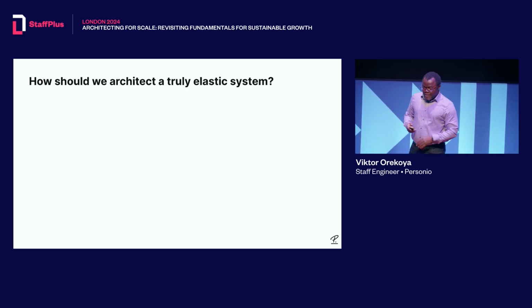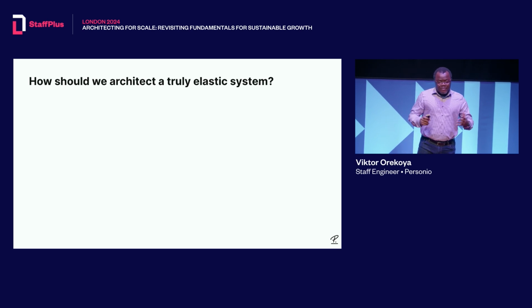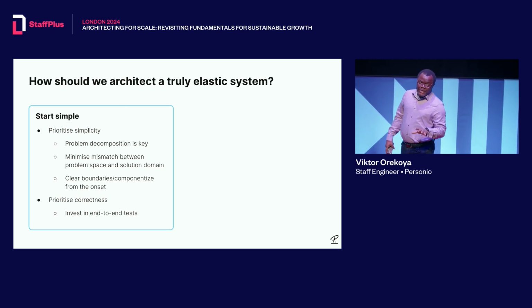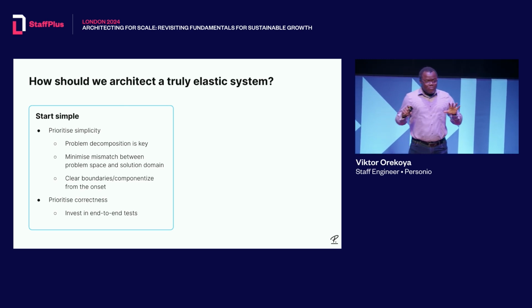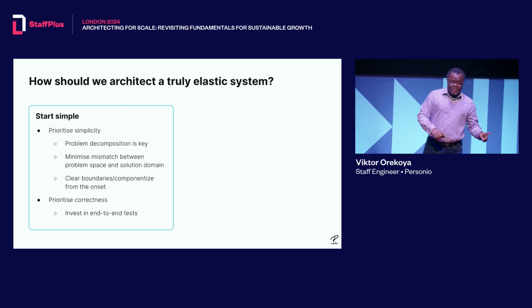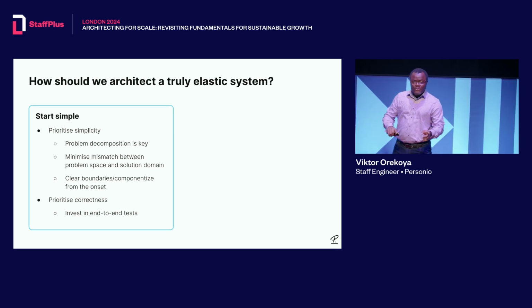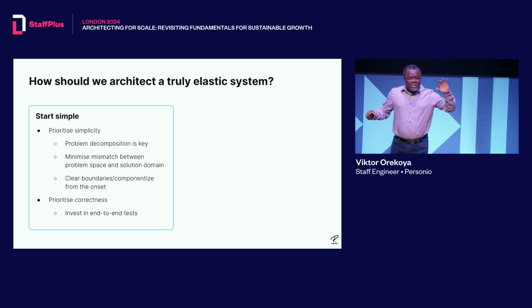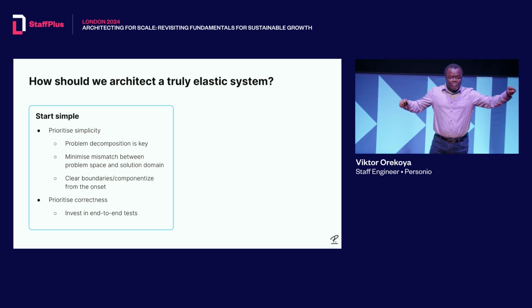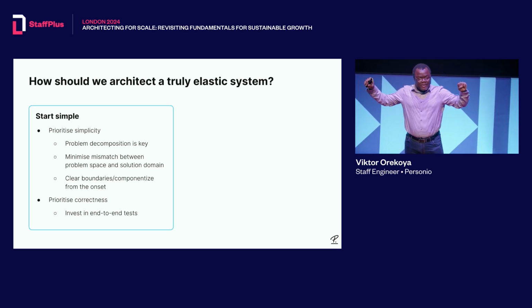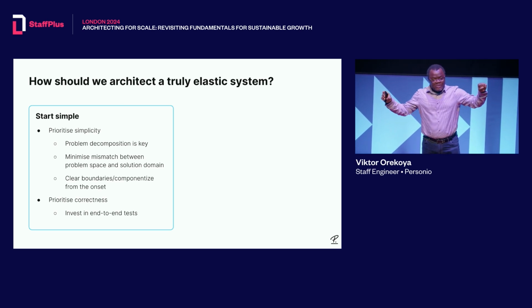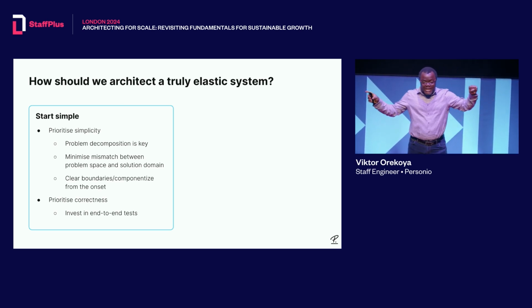So, putting all of this together very quickly, my advice, generally when you're building a scalable system, is start simple. Prioritize simplicity. Focus on proving correctness first before you start to scale. Stay in process where you can. Minimize the mismatch between the problem space and the solution domain. What I mean by that is what is simple should be simple, and what is complex should be complex.